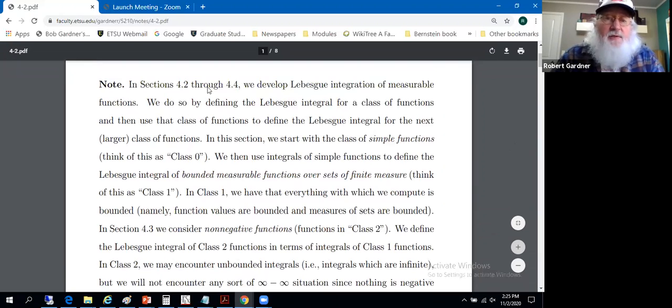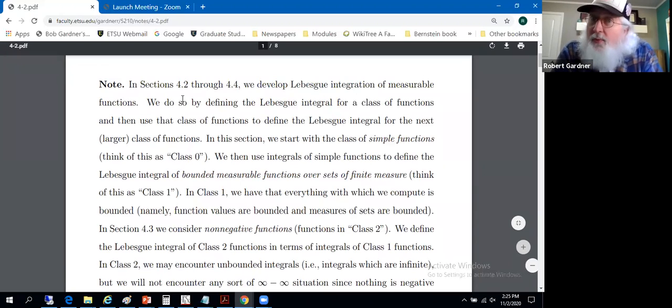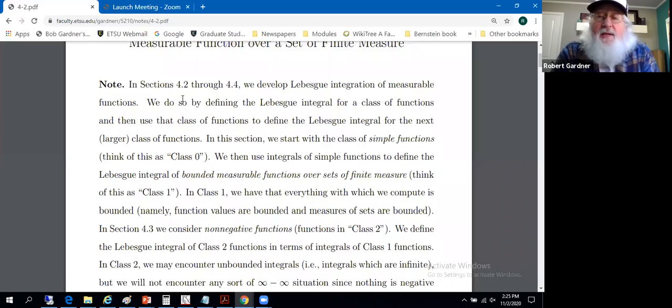So what's going to happen is in sections 4.2 through 4.4, we develop Lebesgue integration of measurable functions. We'll do so for a class of functions, and then we'll use that class of functions to define the Lebesgue integral for the next and bigger class of functions. In this section, we'll start with simple functions. I'd call that class 0. This class stuff is all of my doing. It's not how the book describes it, but it's the protocol that the book uses.